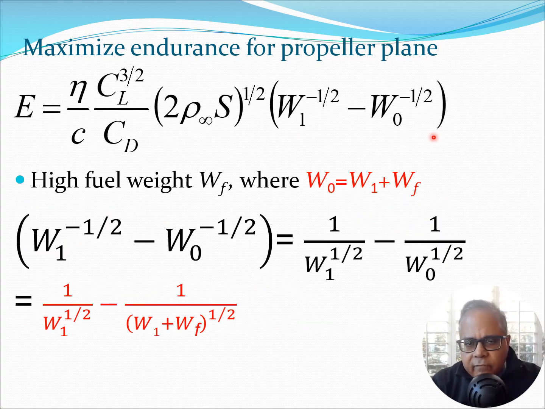So let's look at the weight term now. Now you can clearly see this weight term. I can write it like this, and I can simplify it. So essentially this negative half, I brought it down to the denominator, so it became half here. And then I use the fact that W0 is W1 plus WF. I do that here, so I get this equation. Now we can clearly see that we want to maximize this particular term here, so that will essentially maximize endurance.